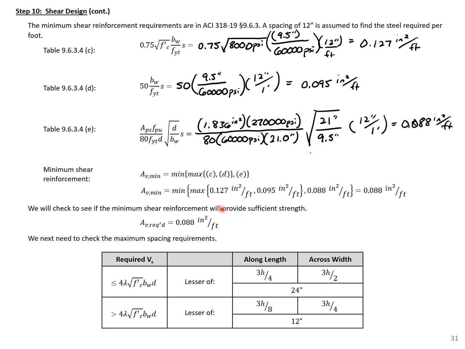So for our minimum shear reinforcement, we need the maximum of C and D. So the maximum of those two is going to be 0.127, and then the minimum of that value and 0.088, which will be 0.088. So our minimum shear reinforcement required is going to be 0.088 inches squared per foot.